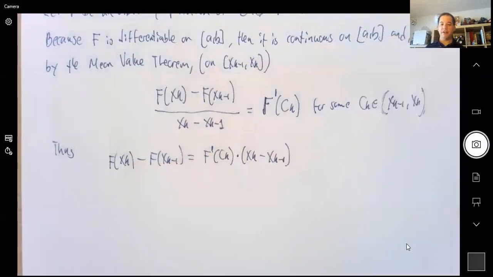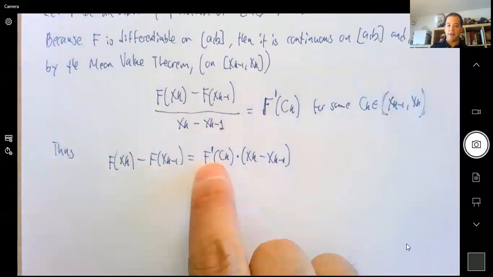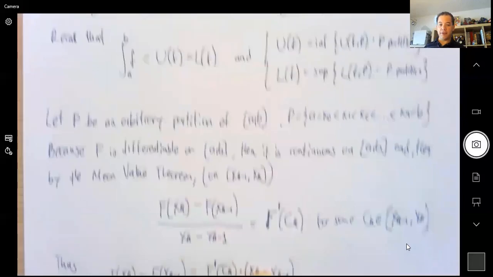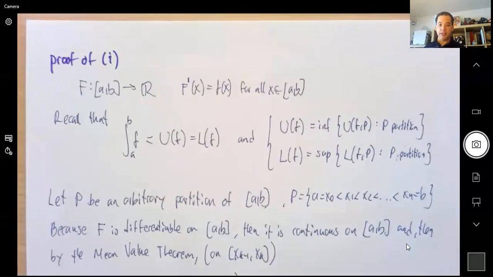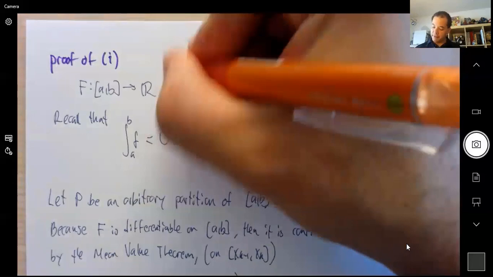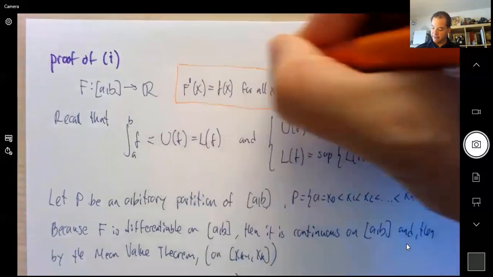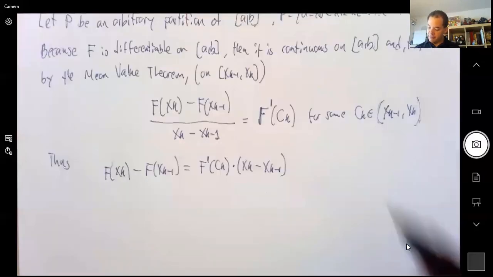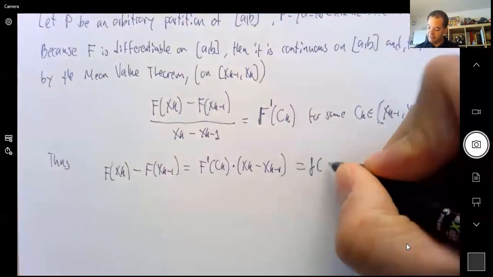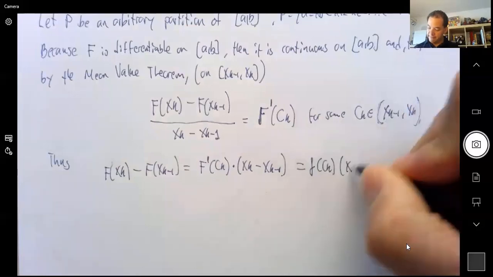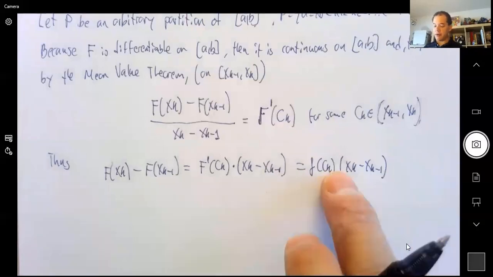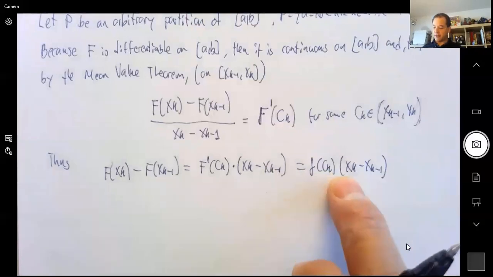But here's the thing. Now we have to use our assumption. So what do we know about this capital F prime? Well, that's exactly our assumption. Right here at the top, we need to remember that the derivative of capital F is little f. So that's how we're going to replace this one over here, by assumption, with just little f. And this is going to be useful because now we can use this to try to calculate the integral.